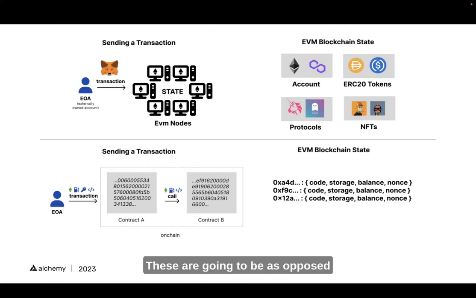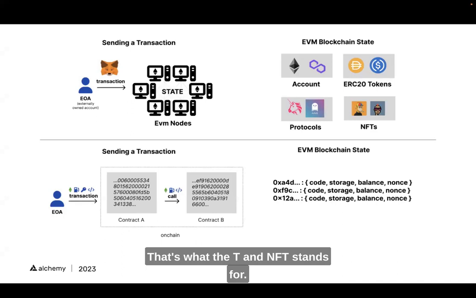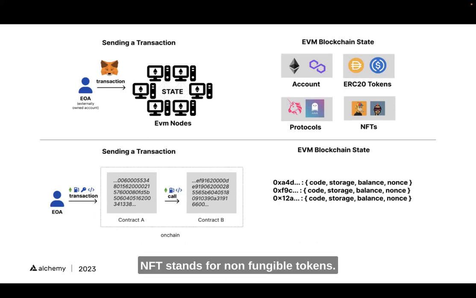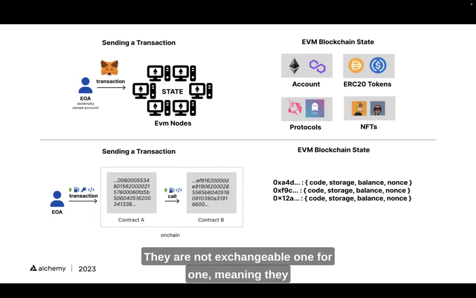These are going to be as opposed to NFTs, which are also tokens. That's what the T in NFT stands for. ERC20 tokens are exchangeable one for one. NFTs stands for non-fungible tokens. They are not exchangeable one for one, meaning they have unique characteristics that make them have their own identity or their own ID that are not going to be necessarily interchangeable one for the other. So these are going to be the differences between the two, but we can categorize them both as tokens. They're a blockchain state that we care about.